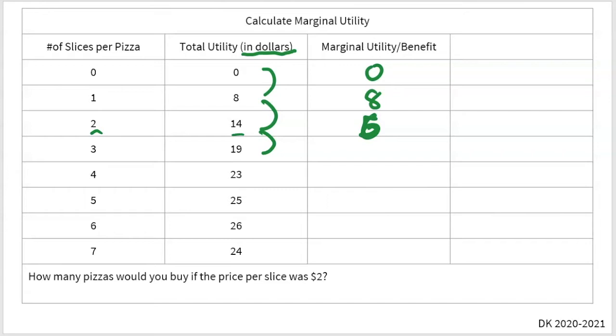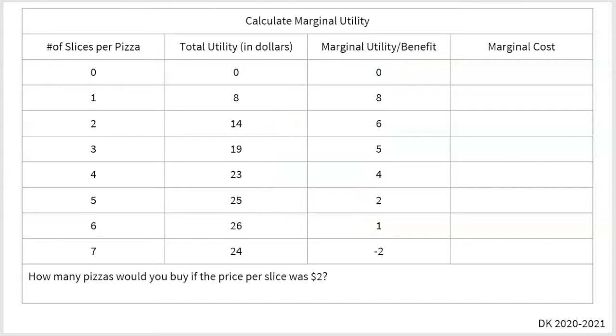From the second to the third slice, we gained an additional 5 units. From the third to the fourth slice, we gained an additional 4. From the fourth to the fifth, we gained an additional 2. From the fifth to the sixth, we gained an additional 1. And finally, with the seventh slice, we actually gained negative marginal utility. In other words, by that 7th slice, we don't want to eat anymore because our satisfaction is in the negatives. And so for making it look nice, this is what our marginal utility should be.